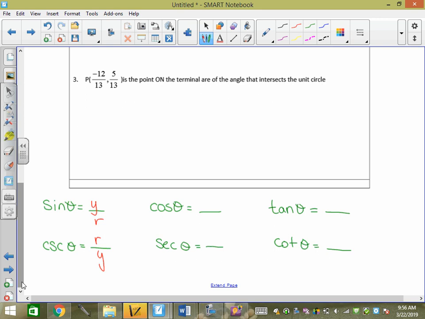Cos is CAH. A over H. What's A the same as? X. And H is always R. So it's X over R. And then secant is R over X.